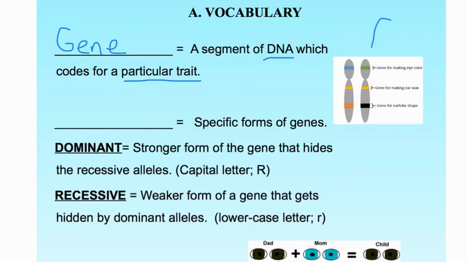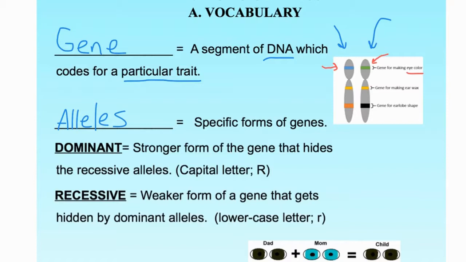You can see over here homologous chromosomes, one from mom, one from dad. They contain the same genes. Right here, this segment of the DNA, this chromosome, has the gene for making eye color. And it'll be the same thing with this chromosome over here. But just because you have the same genes does not mean that you have the next term, called alleles.